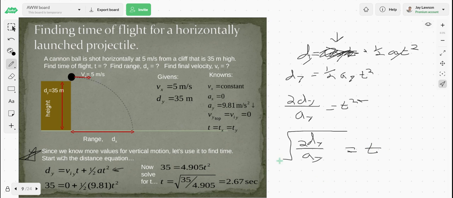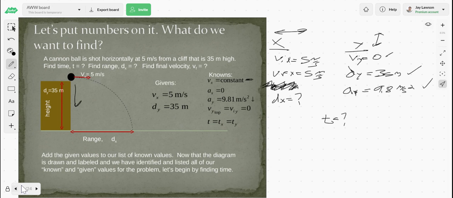So we put all that in, we put our values in, and we get time to be 2.67 seconds. So I'm going to write that down somewhere. Because look, if this were my table of knowns and givens, I would then come up and add one more thing to it, 2.67. Or I could say time in the x direction is 2.67. Or I could say time in the y direction is 2.67.